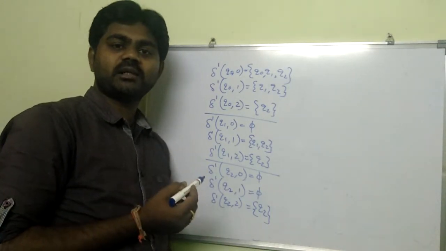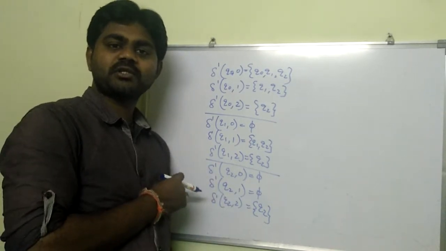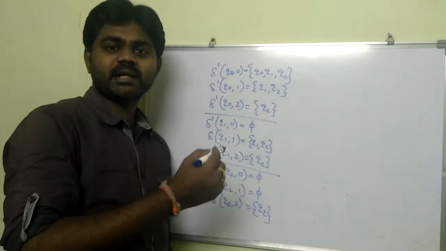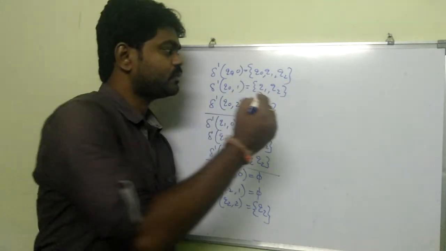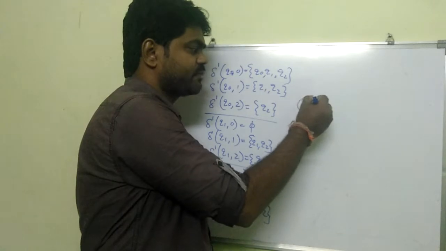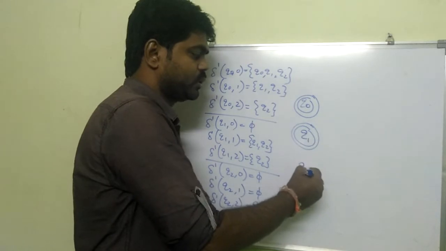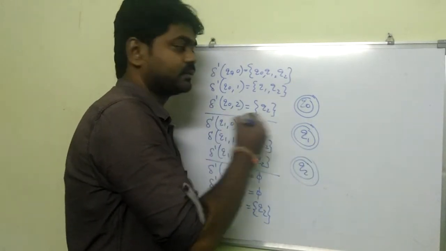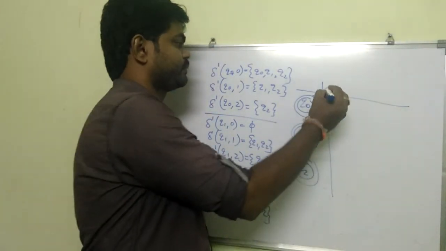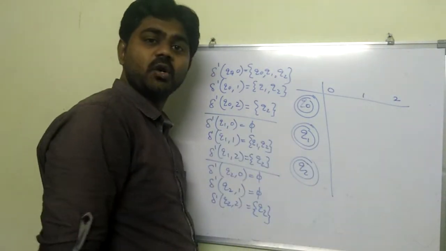So in the epsilon closure of Q0, you have a final state Q2. In the epsilon closure of Q1, you have a final state Q2. In the epsilon closure of Q2, you have a final state Q2 itself. So for this reason, all our states become final states, right? Now, constructing a transition table here, Q0 becomes a final state, Q1 becomes a final state, Q2 becomes a final state, right? So what inputs do I have here? My inputs are 0, 1, 2.